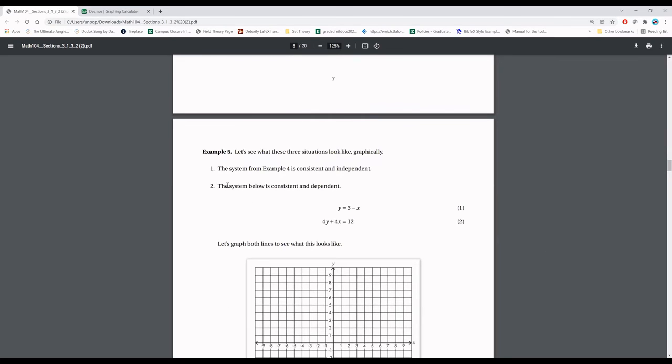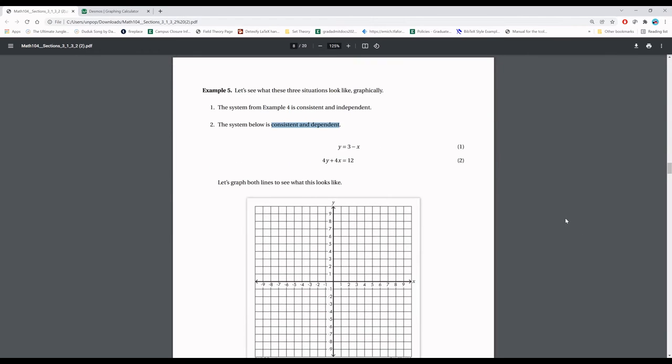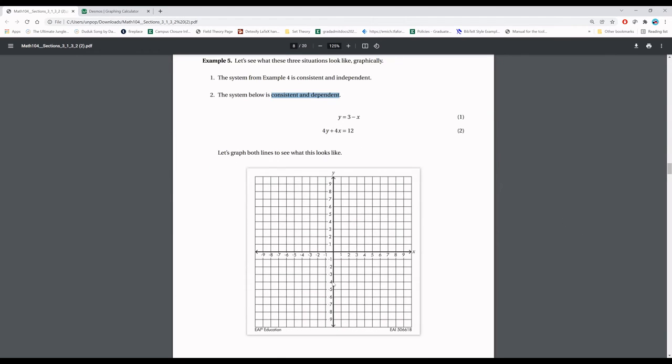Now let's see what a consistent but dependent system looks like. Got some space here for you to graph. I'm going to graph these using Desmos. In order to do that, you're going to want to solve this and put it in slope-intercept form. Equation number 1 is already in slope-intercept form. I encourage you to put equation number 2 in slope-intercept form and inspect it and see what happens.